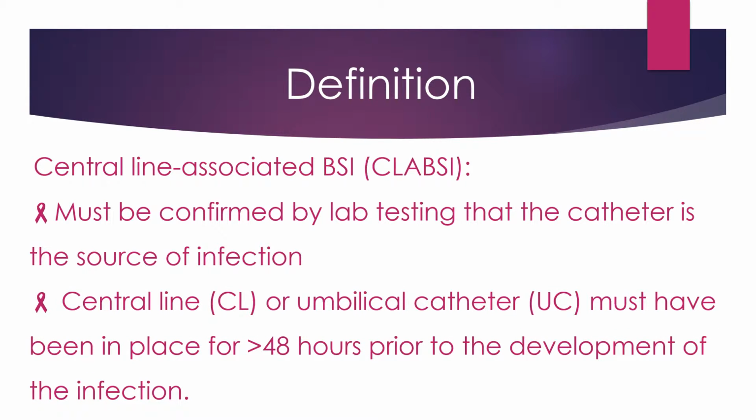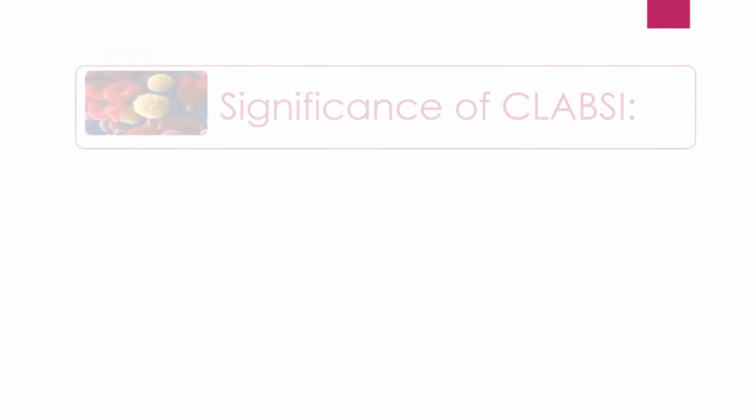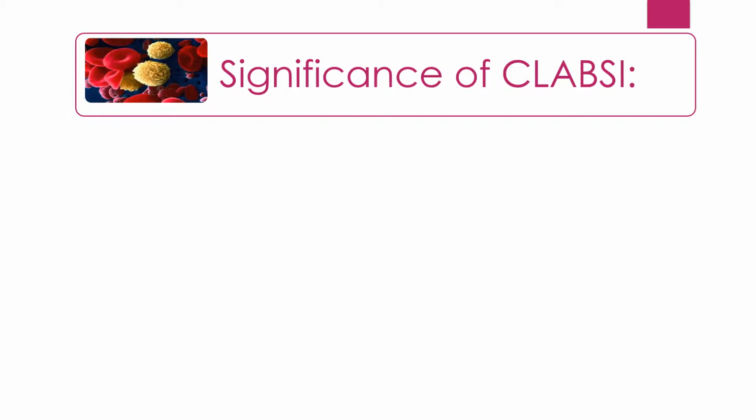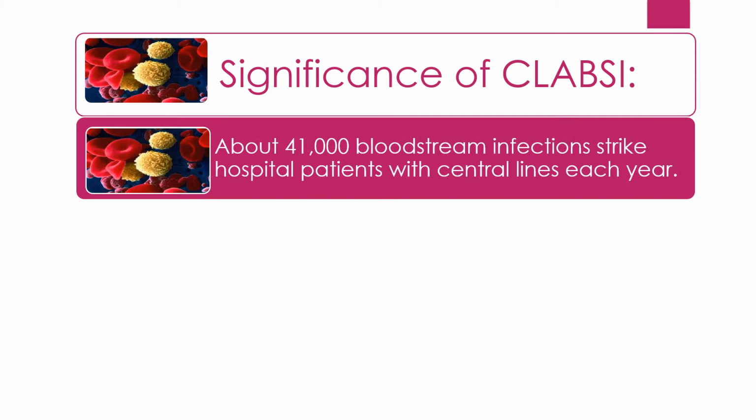In order for a bloodstream infection to be classified as a CLABSI for surveillance purposes, it must meet both of the following two criteria. It must be confirmed by lab testing that the catheter is the source of the infection, and second, the catheter must have been in place for the 2 days prior to the onset of infection. It is estimated that one CLABSI costs $6,000 to $30,000 to treat. Despite the significant cost to hospitals and patients, there is a significant cost to human health and healing.